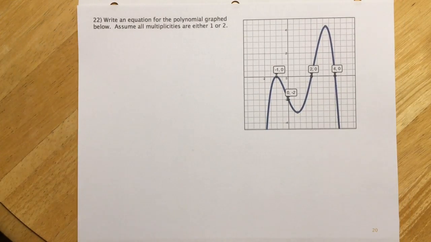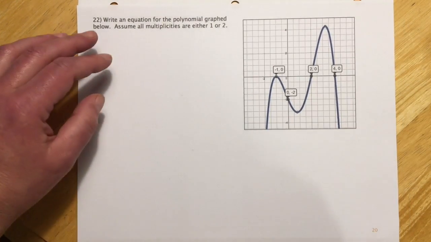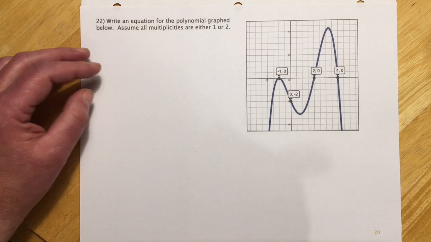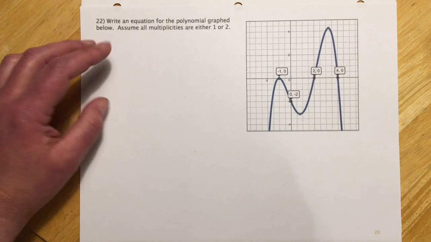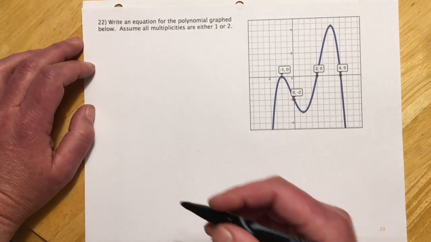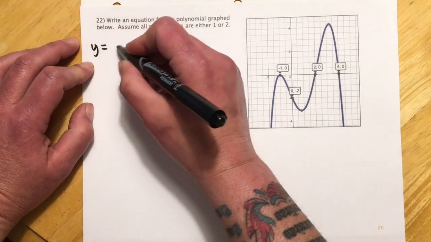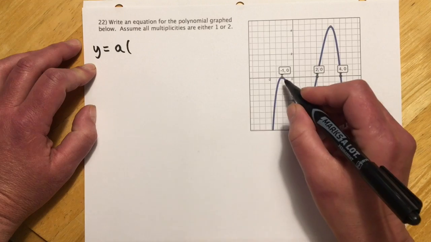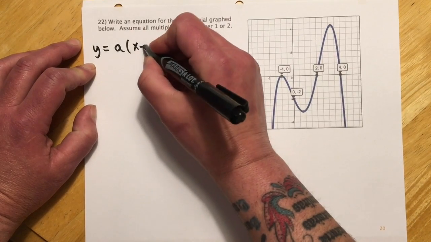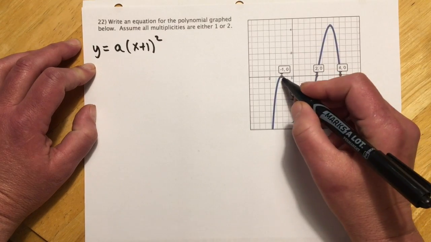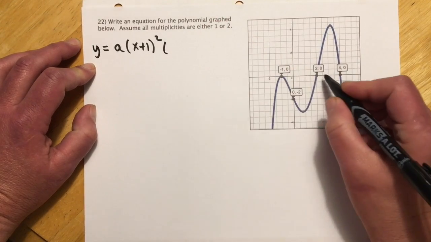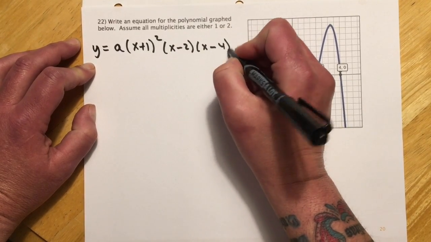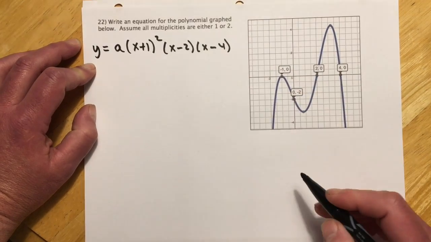For this one, we're given the graph and asked to find the equation. The assumption is all the multiplicities are either 1 or 2. So if we see it bouncing, it's 2. If we see it crossing, it's 1. And then we have that constant out front that we're going to have to find. So this is going to set up as y equals a, the constant that we're going to use the y-intercept to find. Our first point would be x plus 1, and that's going to be squared because it's bouncing. And then 2 is crossing and 4 is crossing, so x minus 2 and x minus 4. Remember, the factors and zeros always have opposite signs.